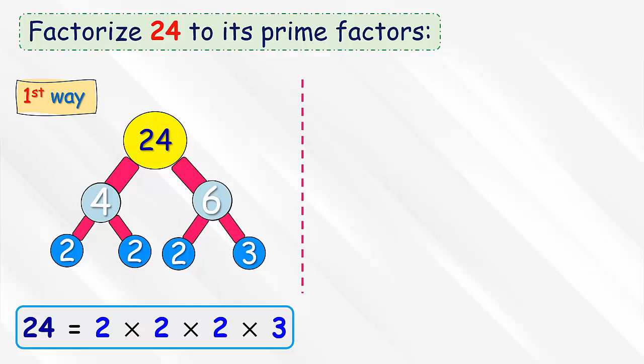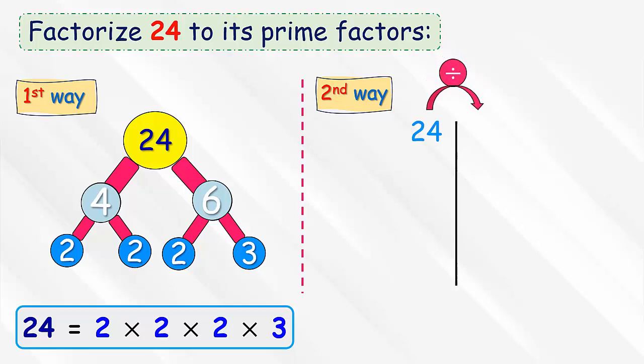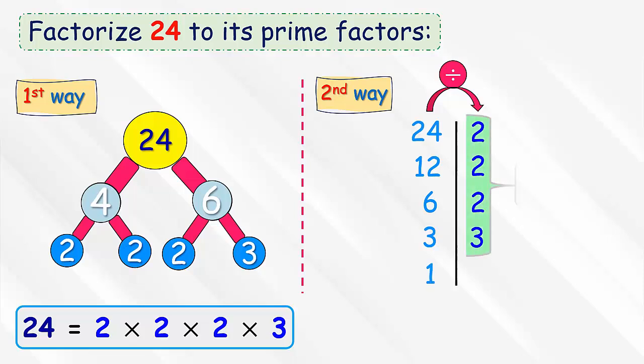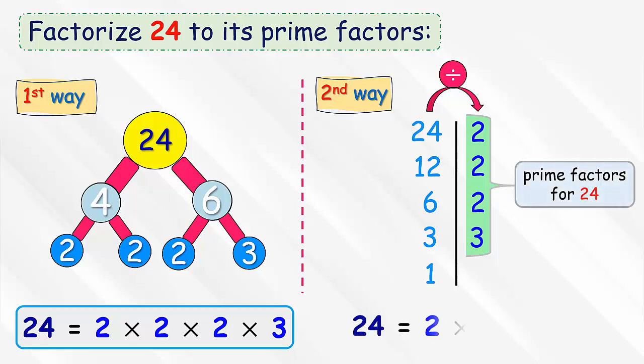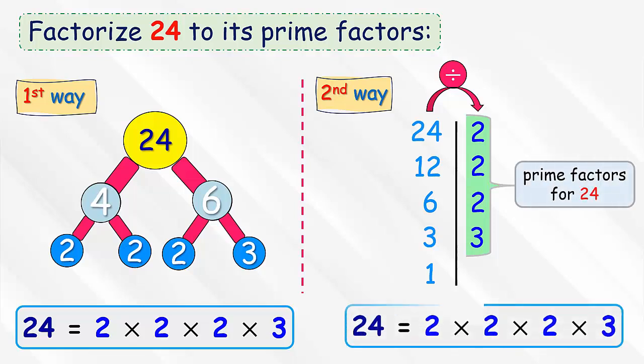Now let's try the second method, which is the division method. As usual, we will start by writing the number 24, then divide over and over again by the prime numbers, and we will start by dividing 24 by 2, so we get 12. Then we repeat and divide 12 by 2, so we get 6. Then we divide 6 by 2, so we get 3. And finally we divide 3 by 3, so we get 1. Thus we have completed the division process, and the prime factors of 24 will be 2, 2, 2, and 3.